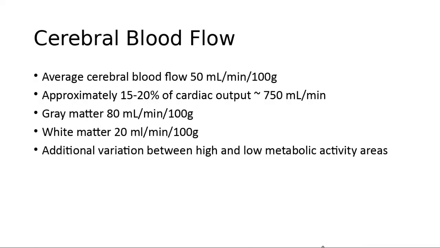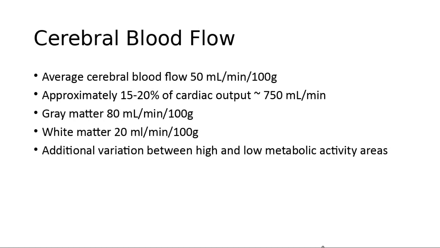So now I'm moving on to cerebral blood flow in general, aside from the anatomic aspect of things. Average cerebral blood flow is about 50 mL per minute per 100 grams of brain tissue, which contributes to approximately 15 to 20% of cardiac output, which is approximately 750 mL per minute.